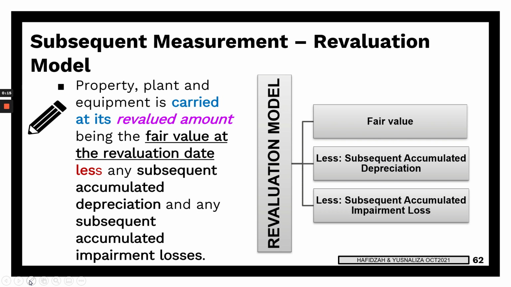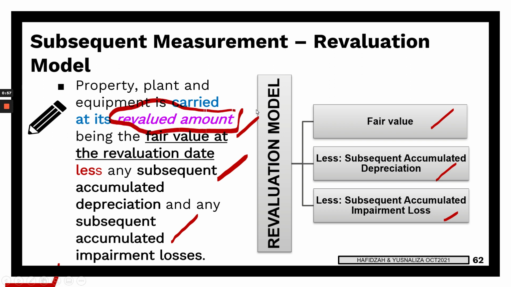Under revaluation model, the property, plant and equipment will be carried at the revalued amount. So the revalued amount will be the fair value on the revaluation date less any subsequent accumulated depreciation and any subsequent accumulated impairment loss. This can be best summarized here. So the total that you will get after the deduction of subsequent accumulated depreciation and subsequent accumulated impairment loss will be called revalued amount.